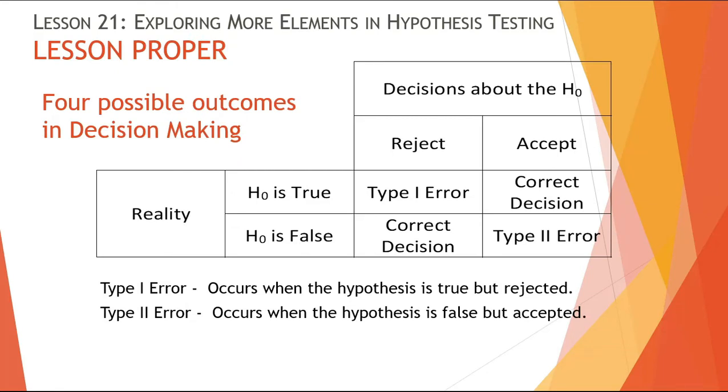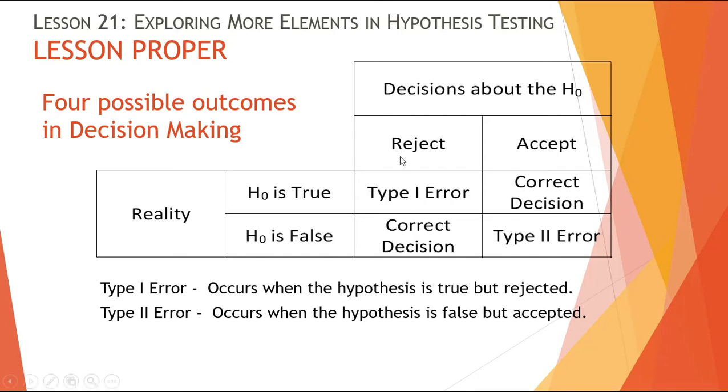Now, here are the four possible outcomes in decision making. Ngayon, when we are talking about hypothesis, we don't know if we will accept it or we will reject it because sometimes we will commit errors. And what are those errors? So, eto yung table para mag-guide tayo. Ngayon, paano ba to binabasa?